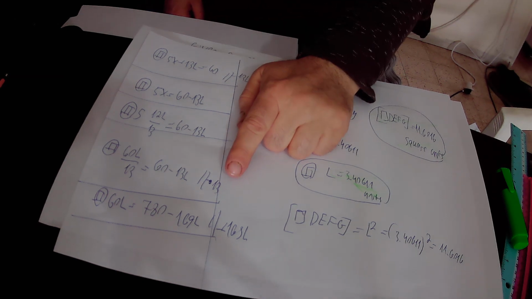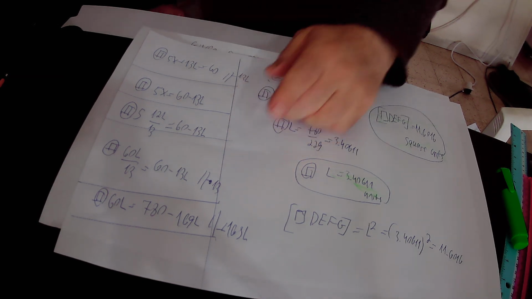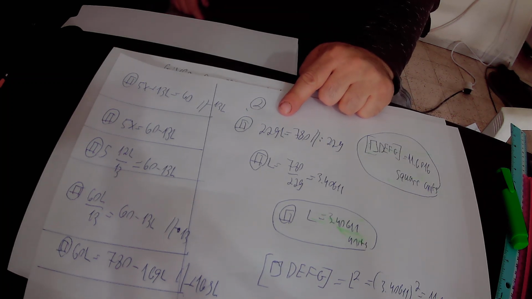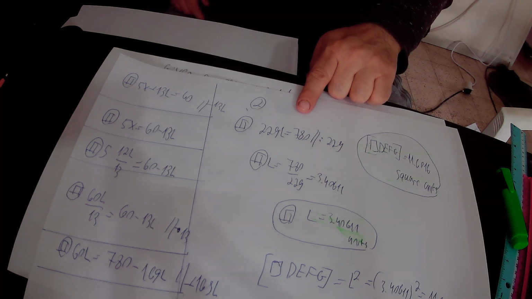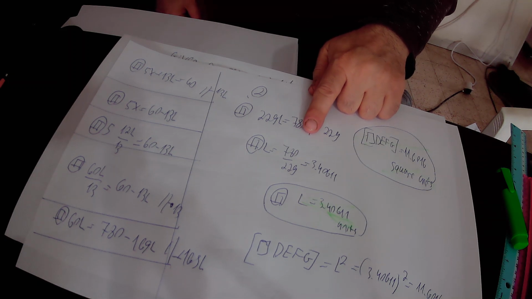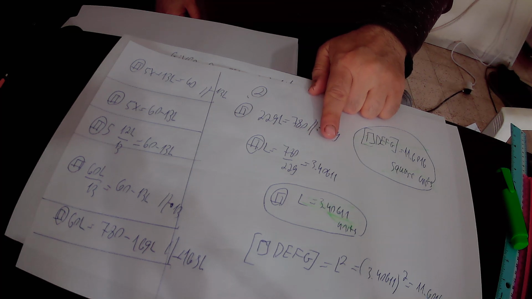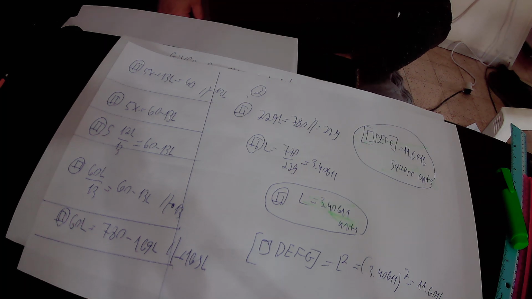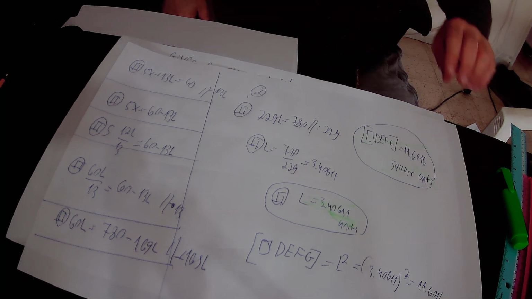So here we added 169L to this equation, and finally found out that 60L plus 169L is 229L. That is equal to 780. Here we divided this equation by 229, and finally found out that L equals 780 over 229. And 780 over 229 is 3.40611. So L equals 3.40611 units in its length.